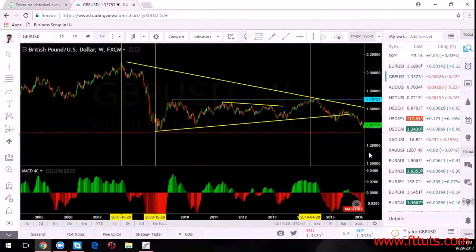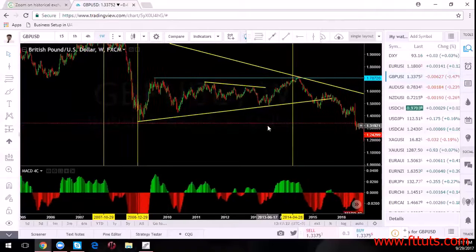But this is interesting. You're going to find the impulses are going to have either 1, 3, or 5 waves within them. You're going to find the corrections are going to have a numerous amount of waves in them, right?